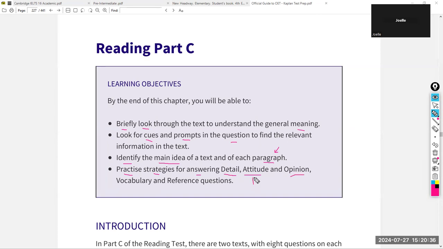When I say attitude, Joel, I'm talking about the writer's attitude, the opinions of the writer. So this is what I mean, the attitude of the writer by mentioning some information and his opinion or maybe her opinion if the writer is a girl. There is a question about vocabulary, and we have a question about reference. These two questions are really easy, but absolutely you have to be careful just to be able to answer them correctly.